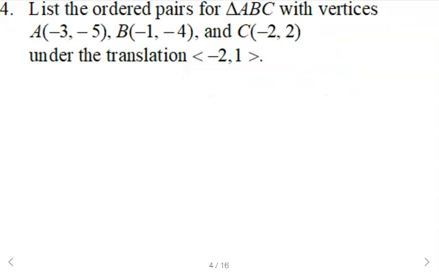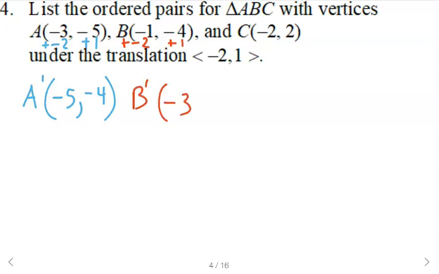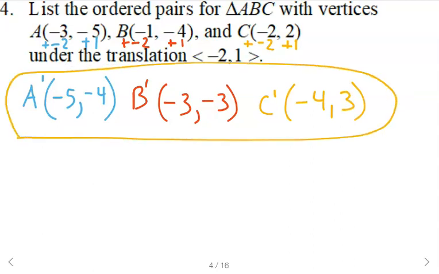We're translating each point along the vector -2, +1. So you can add -2 to the x-coordinate and 1 to the y-coordinate. So A prime will be -5, -4. B prime, -3, -3. And C prime, -4, +3. You could also graph it and move each point to the left 2, up 1, and then write the coordinates down.